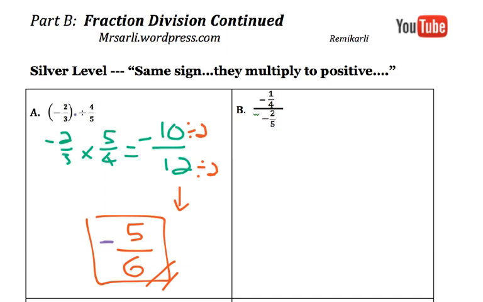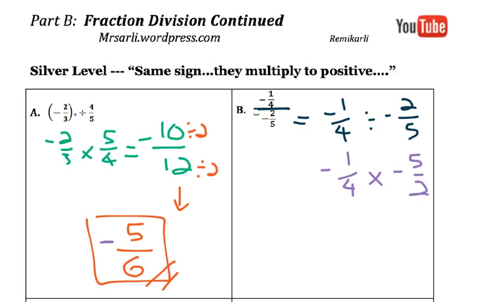For B, remember that this is a fancy way, like a high school way to show division. You kind of use a giant fraction bar. So this problem basically is the same as negative 1/4 divided by negative 2/5. Then when I do keep, change, flip, I got negative 1/4 times negative 5 halves.